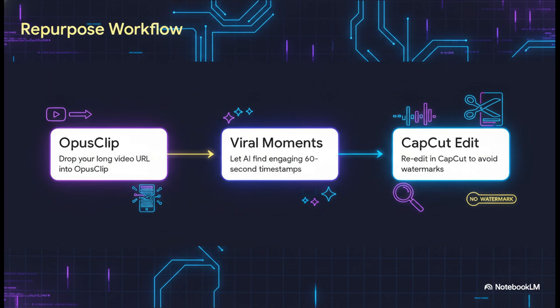Now, the OpusClip free tier often slaps a watermark on your exported clips, but do not let that stop you. Here is the brilliant workaround. Treat OpusClip like a treasure map. Step 1, you drop your long URL in. Step 2, you let OpusClip's AI do its thing, identifying the most viral, highly engaging 60-second timestamps and scoring them for you. Then, Step 3, now that you know exactly which timestamps are the absolute best, you jump right back over to CapCut and quickly make those specific vertical cuts yourself manually. You get the AI's predictive genius, but entirely without the watermarks.